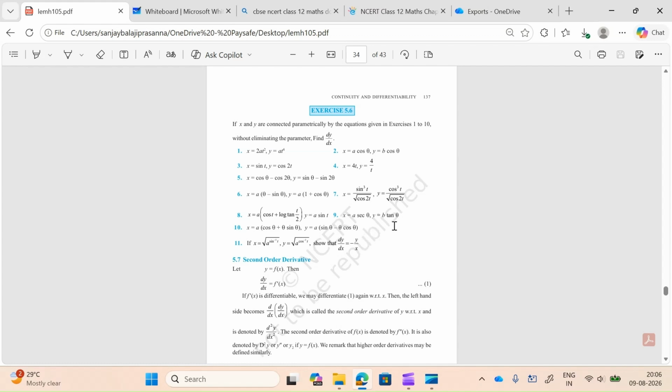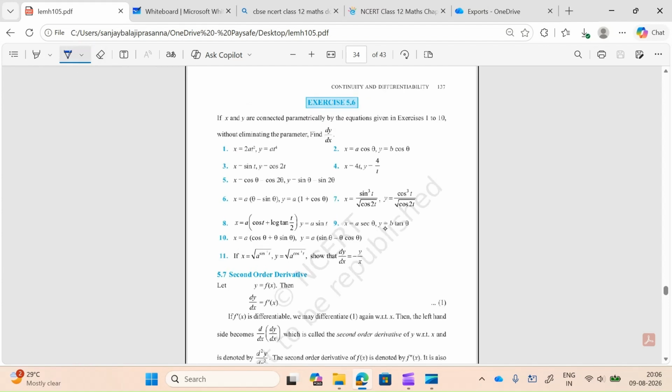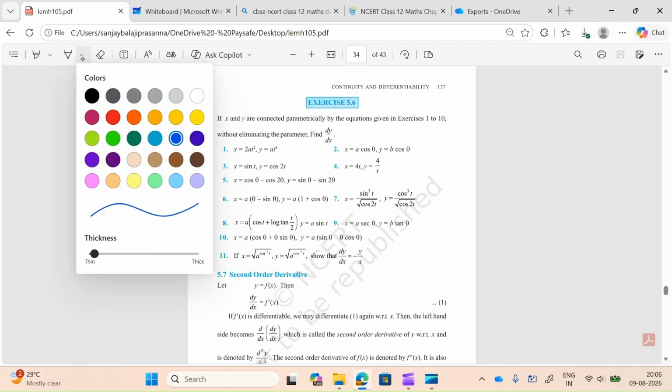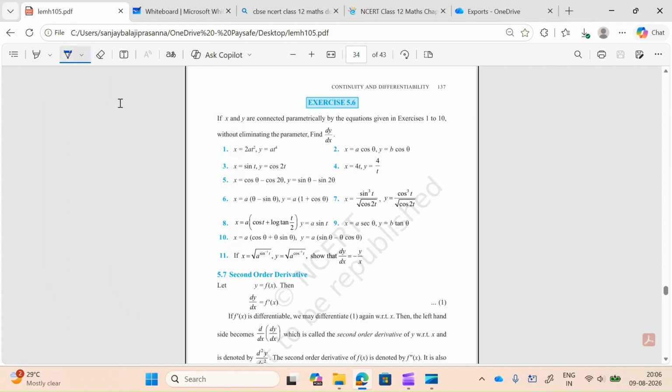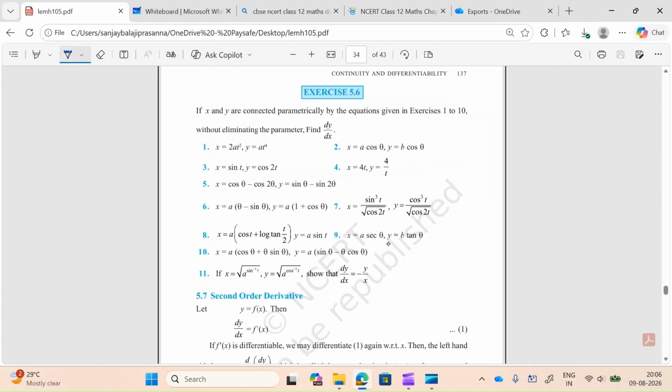Oh, I left one, the 9th question. So this is also simple. a secant theta, b tan theta, right? This will be very simple. a secant theta's differentiation is, I'm not able to write here. So secant differentiation is secant theta and tan theta. Now this will be secant square. Secant will cancel. It's very easy, guys. You can do 10 and 11 also. You can do the same thing.